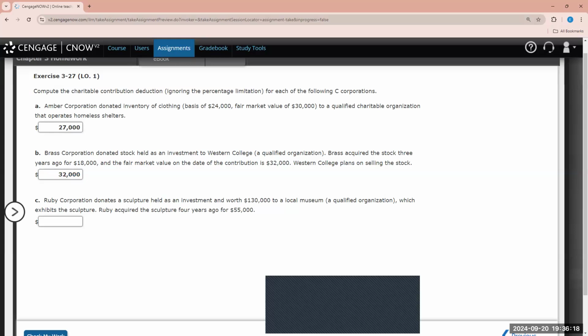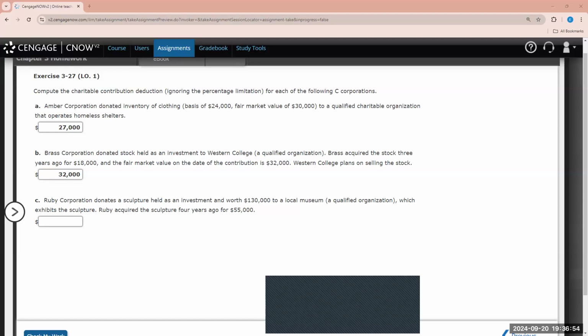All right, this brings us to the last question. Ruby Corporation donates a sculpture held as an investment, worth $130,000, to a local museum, which exhibits the sculpture. Ruby acquired the sculpture 4 years ago for $55,000. As we just pointed out, fair market value is the valuation amount for most contributions of capital gain property. Capital gain property is property that, if sold, would be reported as long-term capital gain, or Section 1231 gain for the taxpayer.